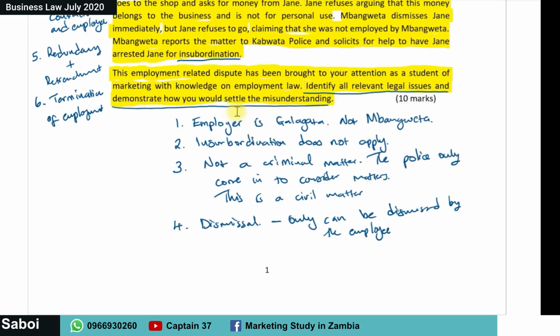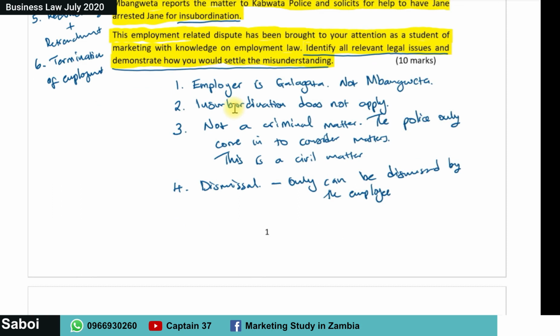How then can this issue be resolved? Because there's two parts in this particular question. How can this issue be resolved? Okay, so A.